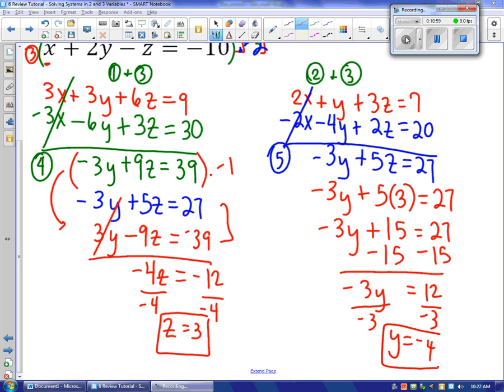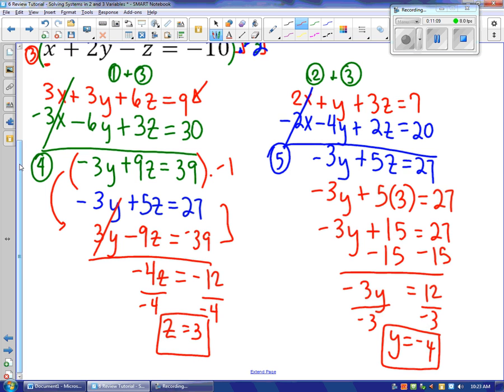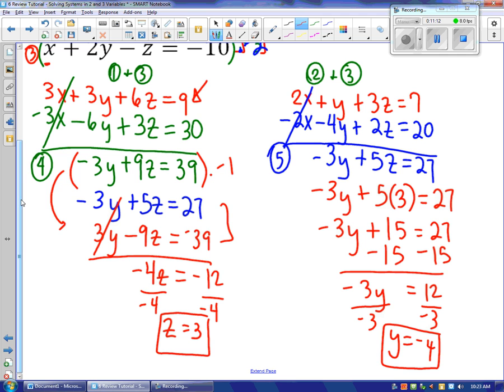So now I have a value for z and y. The last step is to find the value of x. So I'm going to go ahead and just use my first equation, which is right here, where I had 3x plus 3y plus 6z equals 9. Let me give myself a little bit of space.